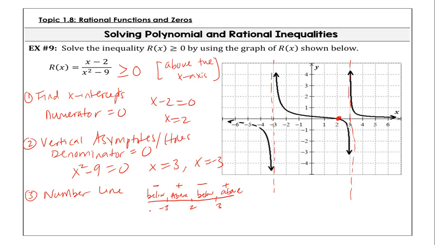You have to plug in values. So if I didn't have a graph, I would plug in negative 4. It goes back to using that same mentality: numbers in between the two. So I would plug in negative 4, I would plug in 0, I would plug in 2.5 to determine whether it's positive or negative. Plug it in for x. I would plug it into negative 4 minus 2, negative 4 squared.